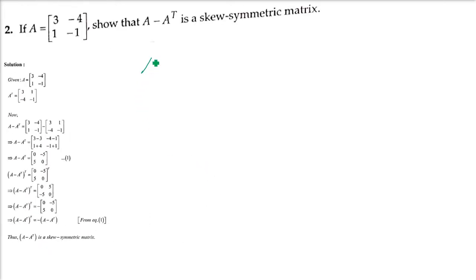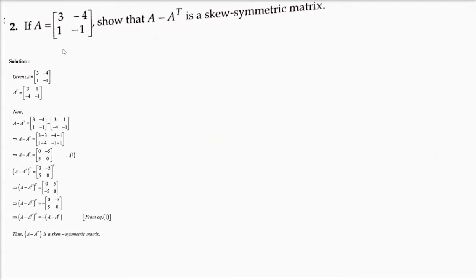Let me tell you again. If you have a matrix A and you take the transpose, if they are equal, then A is symmetric, but if it is the negative, it is skew symmetric.